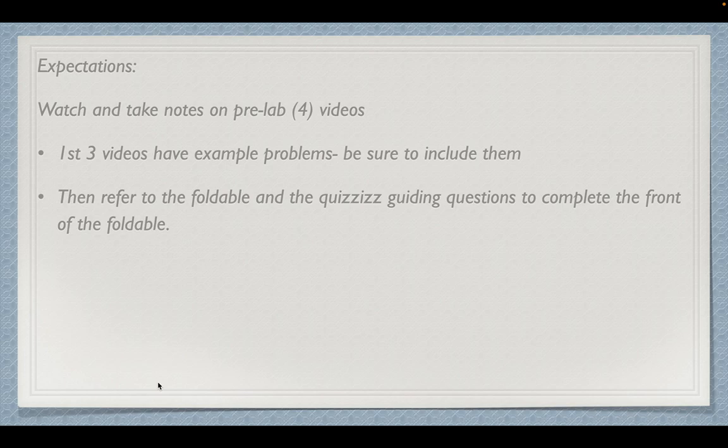Then there'll be some questions that you will fill in on the foldable and some quizzes, guiding questions to help complete the front of the foldable and to be prepared for the lab.